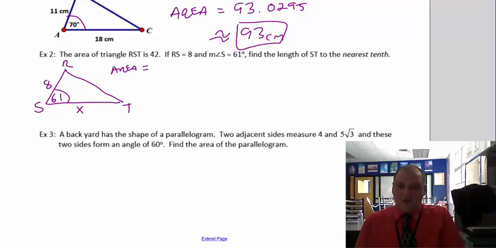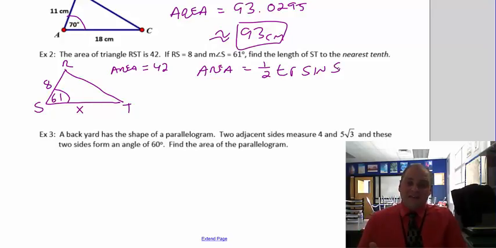Area equals 42. So I have a formula. Area equals 1/2. So now we'll call it T. This is side T and this is side R. TR sine S. I had to use sine S because angle S is the angle I know. Whatever angle you know has to be the letter you use in the formula. And then the other two sides, lowercase letters for sides. All right.